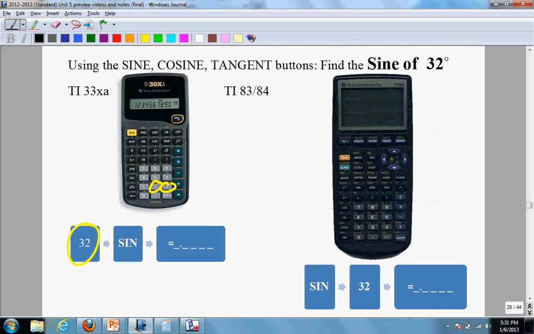So once again, in your calculators, if I wanted to find the sine of 32, on the smaller calculators, I'd hit 32, then the word sine, or on the larger calculators, you hit sine first, then 32.